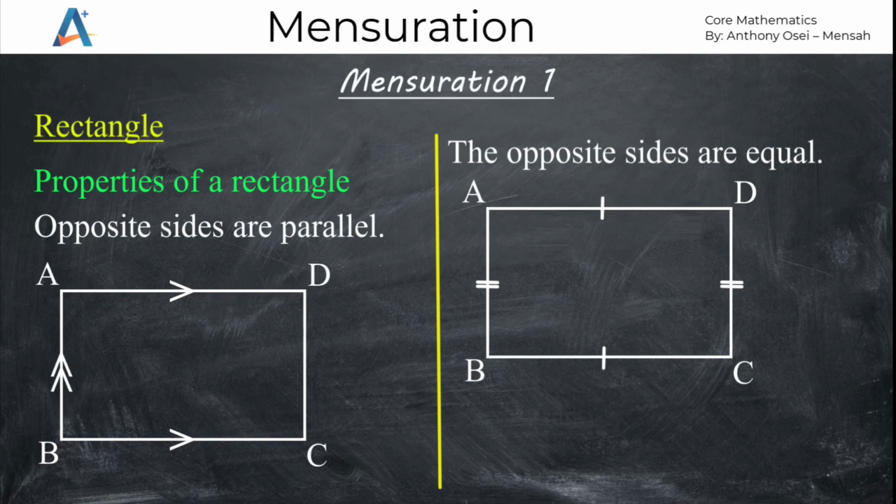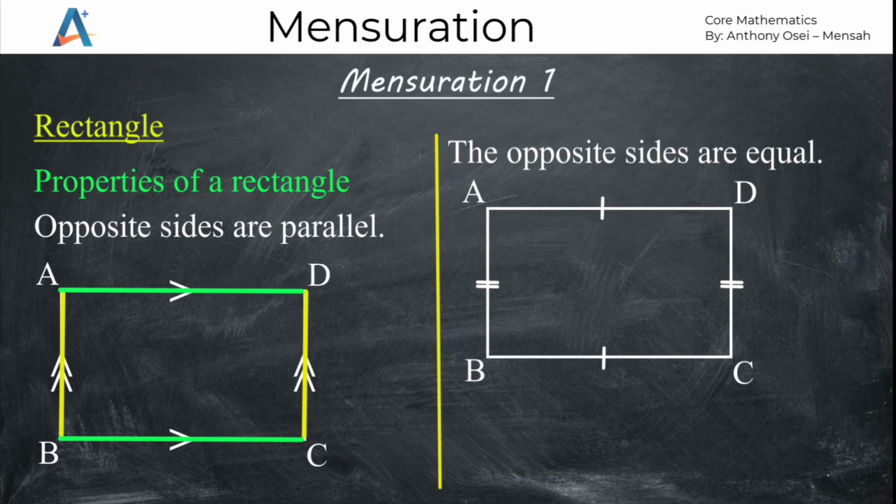AB is parallel to the side DC. Why? Because there are two arrows here and two arrows here. So line AB and line DC are parallel, and line AD and line BC are also parallel. So it concludes that opposite sides of the rectangle are parallel. Let's go to property number 4.